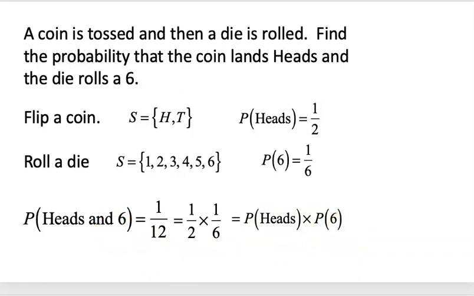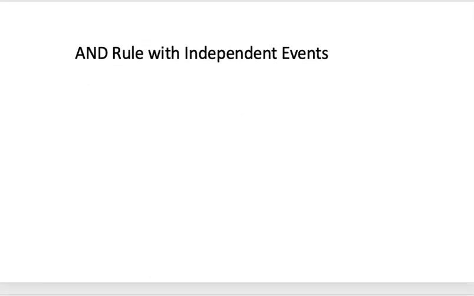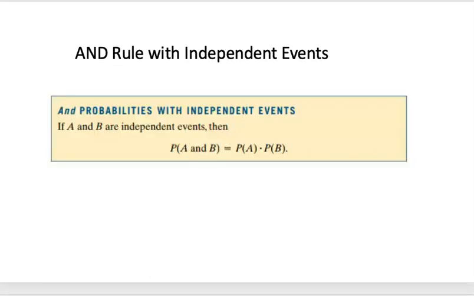And the answer is not quite. That will be true if the events are independent. So we need to define that concept. So here we go, AND rule with independent events. Here's the rule. If A and B are independent events, then the probability of A and B is simply the probability of A times the probability of B.